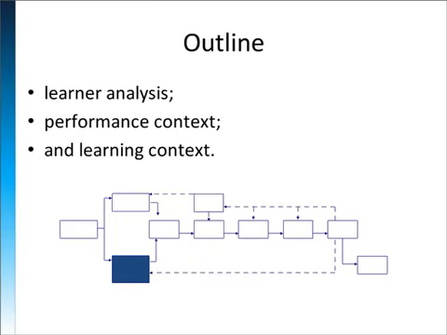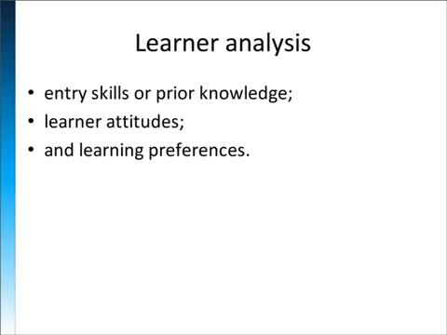So let's consider how to analyze learners and contexts. There are several characteristics of the target population that we should consider when designing instruction. As we found in another presentation, we need to consider entry skills or prior knowledge of the topic being considered. We also must think about learner attitudes and motivation, general learning preferences, and any characteristics of the target population that could alter the instruction we are designing.